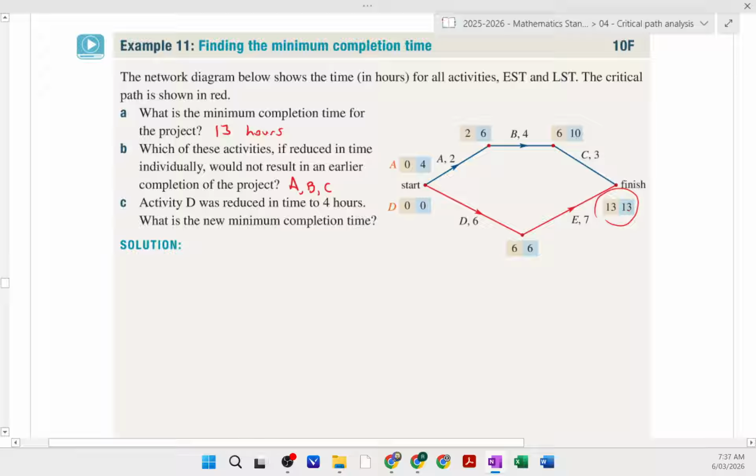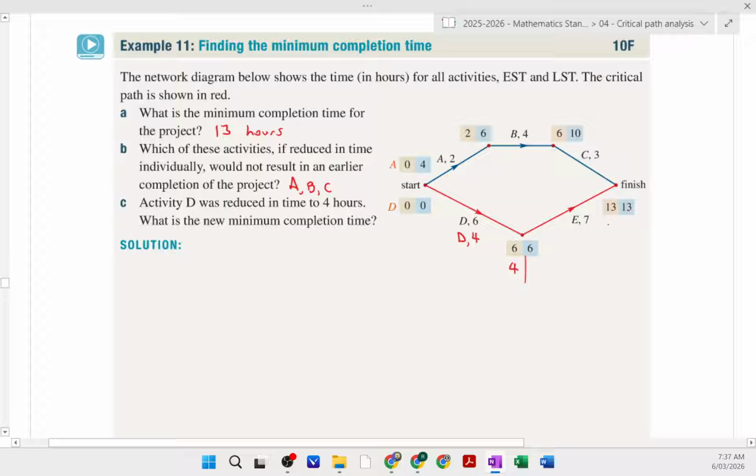All right. If activity D was reduced in time to 4 hours, what is the new minimum completion time? Well, realistically, you kind of need to redo your times and see whether it affects it. So I'm going to go through and just do that. So if I've gone D4, then I'm doing my earliest starting time first. So that would be 4. These ones up here aren't affected because D doesn't have anything to do with it.